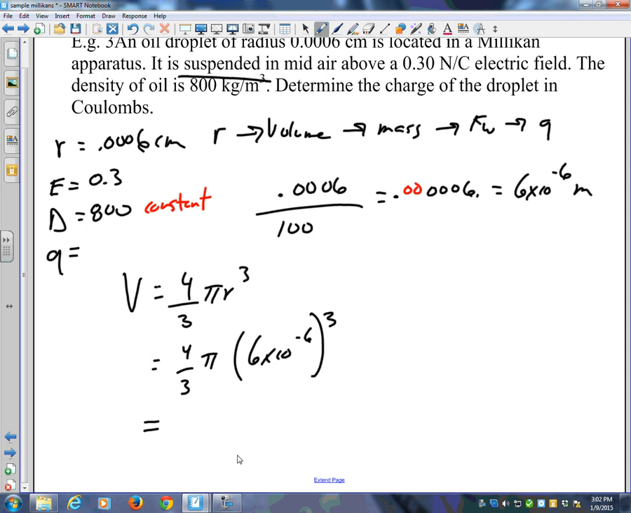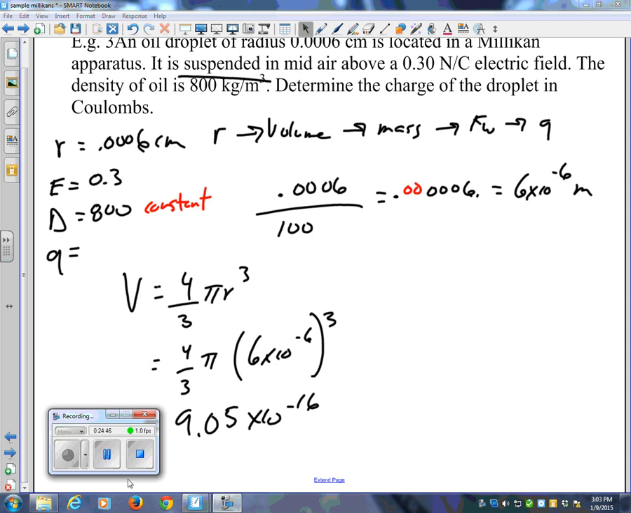How would we do that? 4 divided by 3 times pi times 6 exponent negative 6, to the power of 3. Oh, I've got an overflow here. I've blown my calculator out. My calculator can't seem to handle numbers this big. I get a really small number, 9.05 times 10 to the minus 16. I'll stop there for a second and let you try it. What's the units on that, by the way?